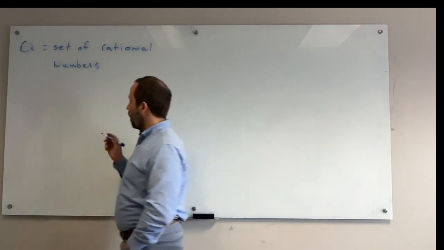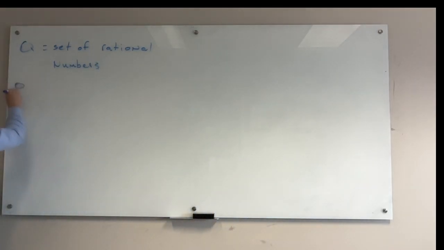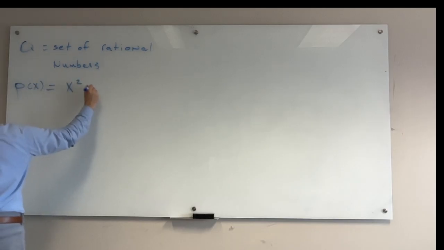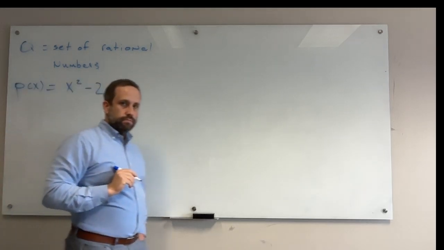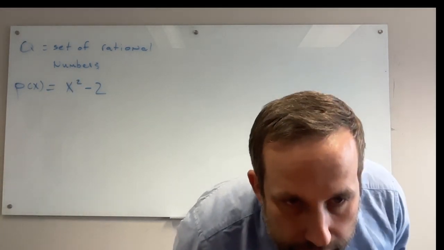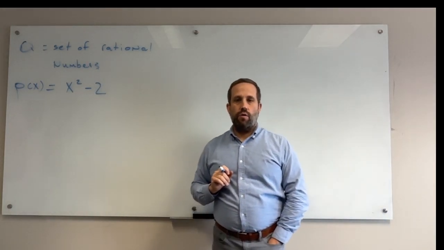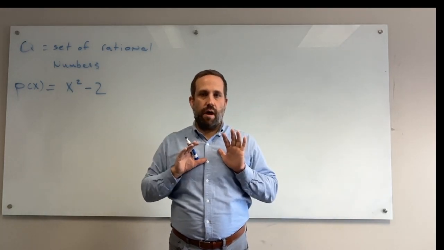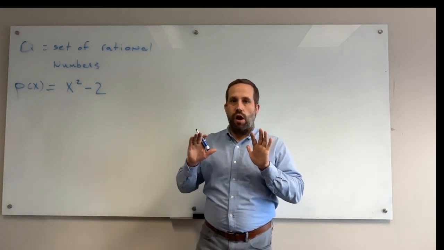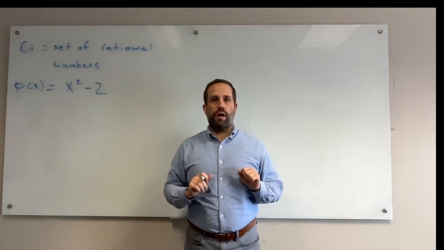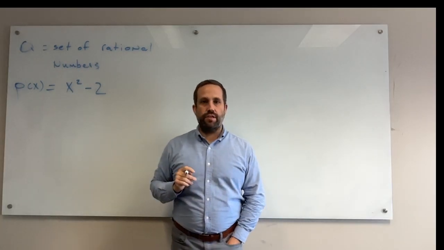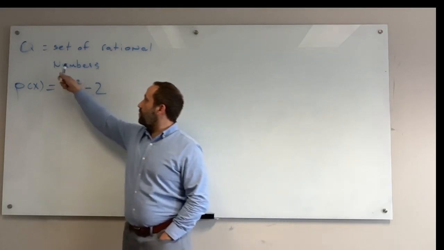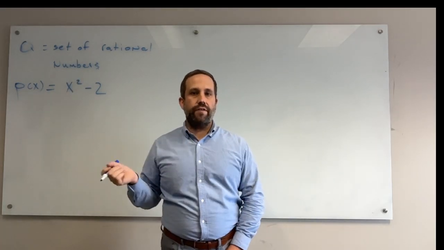I'm going to begin with this example, P of x. We're going to look at two examples. P of x is equal to x squared minus 2. One thing we have to keep in mind when we're doing this is that we have two perspectives. On the one hand, we know about real numbers, and so we know that the roots of this polynomial are plus or minus the square root of 2. But as far as this field Q is concerned, it doesn't know about the square root of 2.